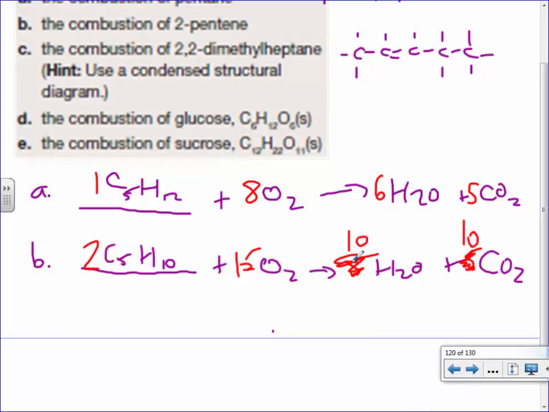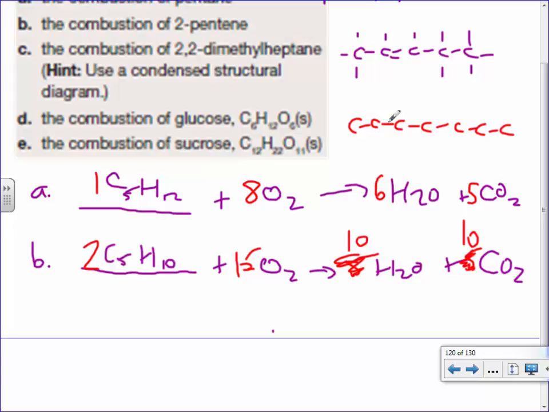Okay, C. 2,2-dimethylheptane. So why don't I draw it out first here? 2,2-dimethylheptane. Hept means 7. Hept is 7. Hex is 6. So 1, 2, 3, 4, 5, 6, 7. Okay, on the 2 and also on the 2 we need a methyl.